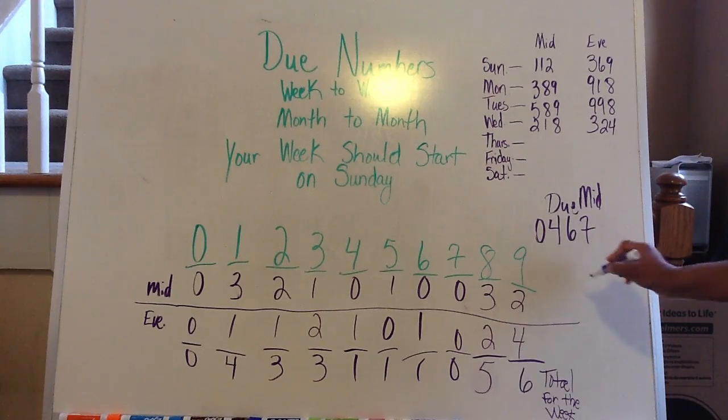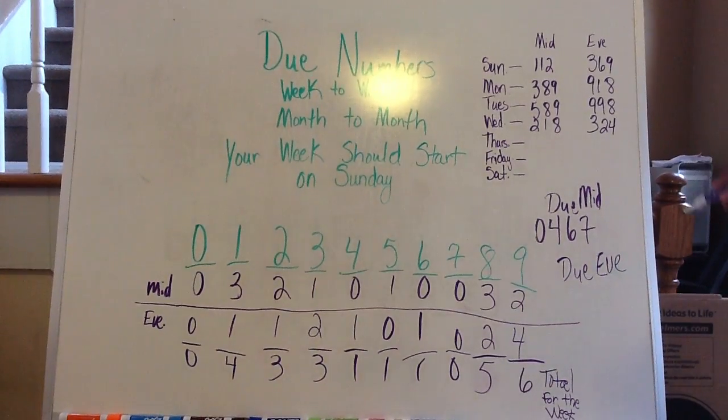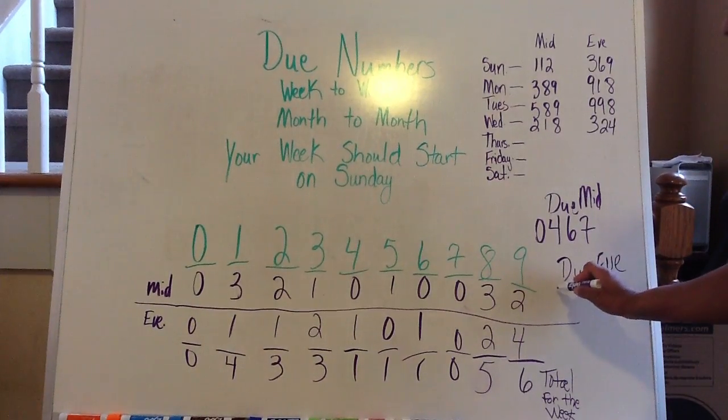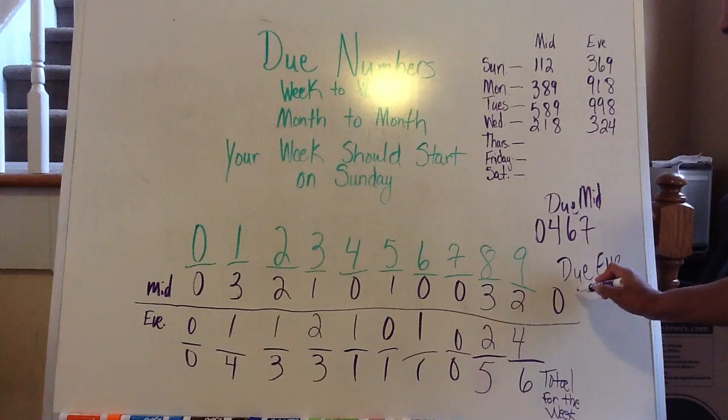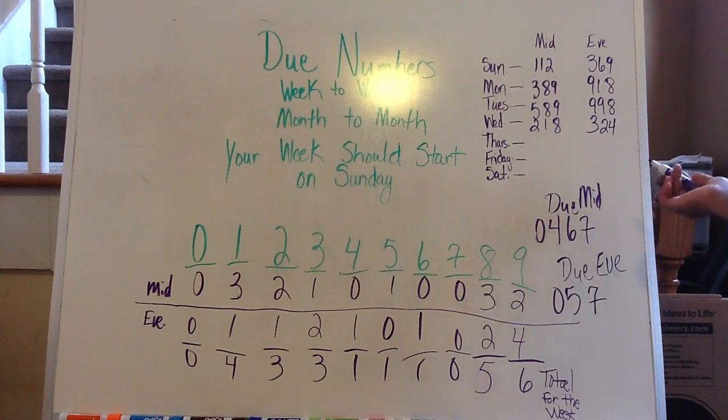And so I will go to the due for the evening. The due evening numbers would be 0, 5, and 7. So I would play this particular number for my evening because I know these numbers are missing from the particular week that I started in. And what you can do, you can actually mix those numbers as well if you would like.